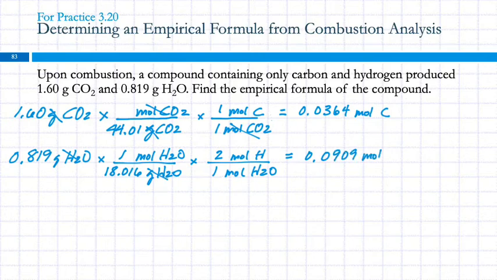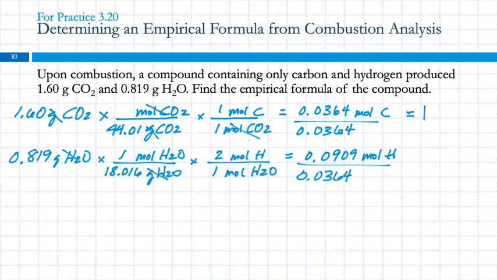0.0909 moles of hydrogen. Now what do I do? I'm going to divide by the smallest so I can get ratios, right? So 0.0364 is the smallest. So that's going to give me 1. And this is going to give me something else. 0.0909 divided by 0.0364. This is giving me 2.497.